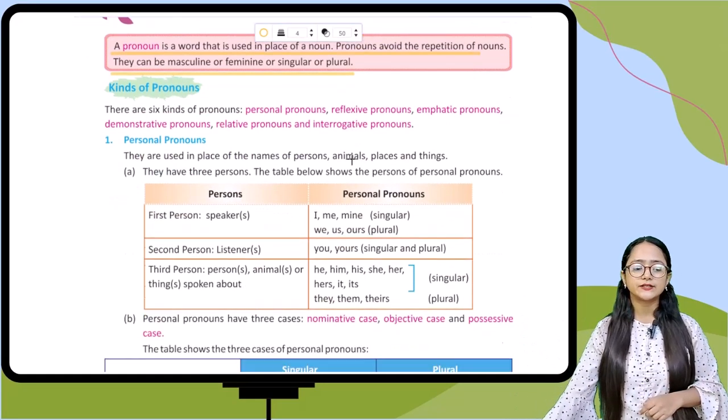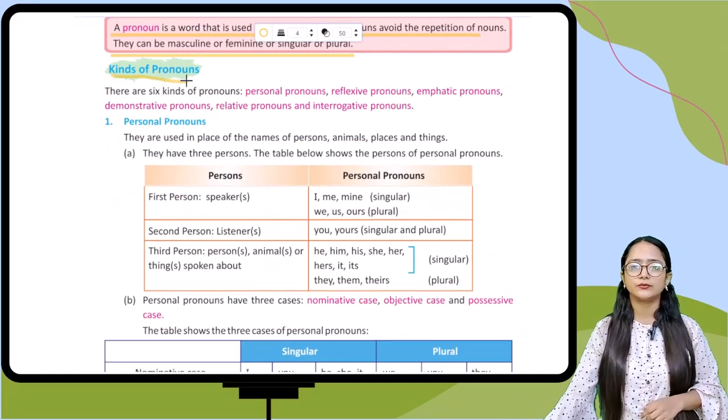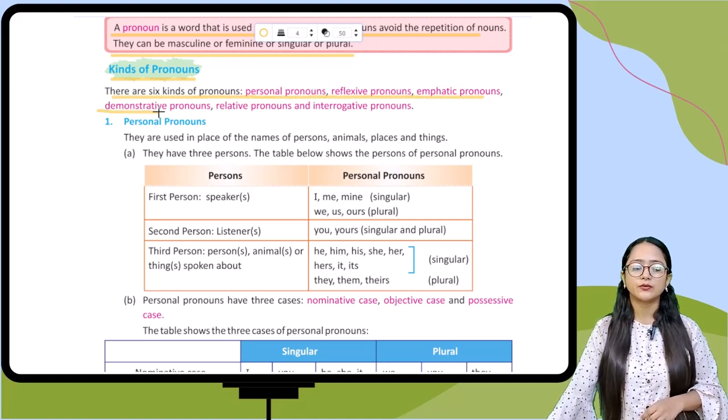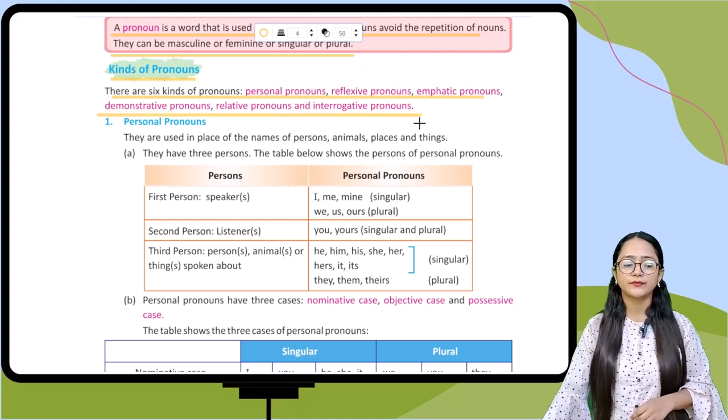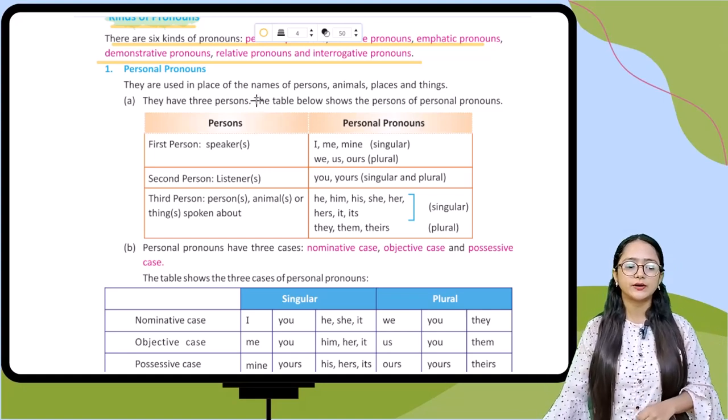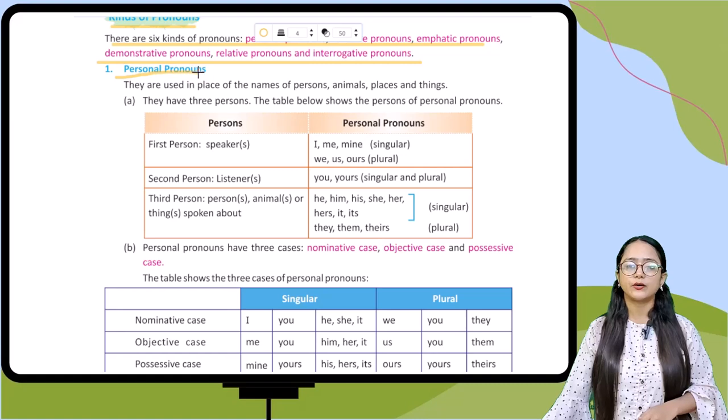Now students, let's talk about kinds of pronouns. There are 6 kinds of pronouns: first, personal pronouns, then reflexive pronouns, emphatic pronouns, demonstrative pronouns, relative pronouns, and interrogative pronouns. So now let's talk about each pronoun in detail. First one is personal pronouns.